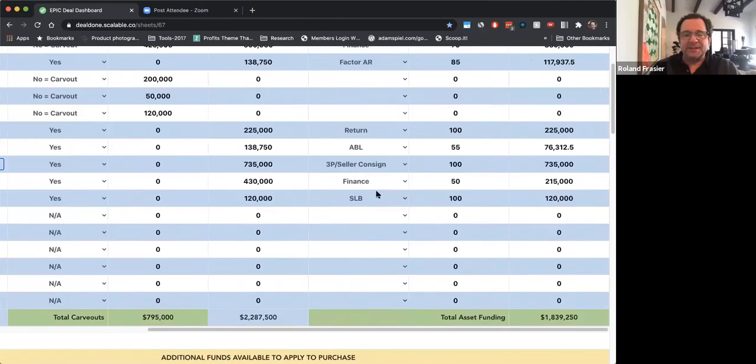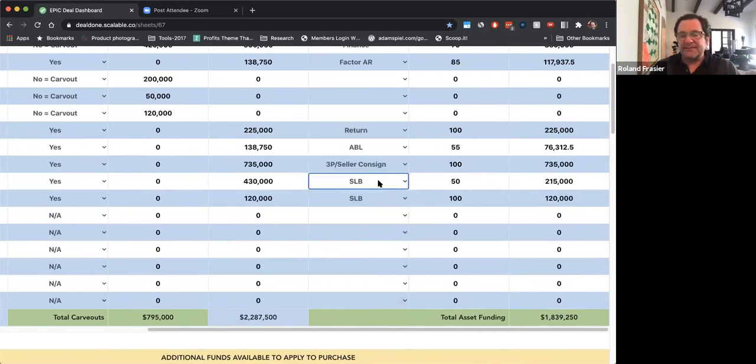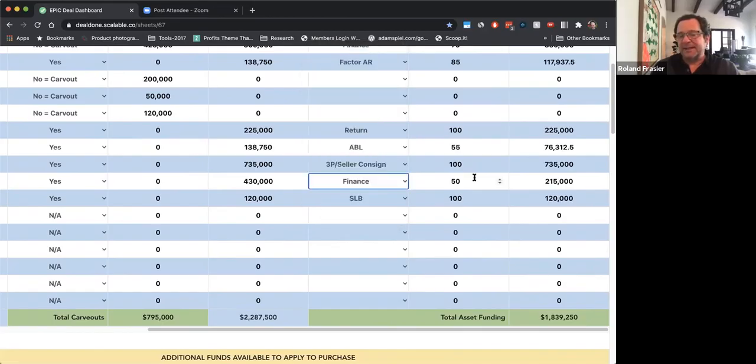Then I go over here to the FF&E. That I could finance, or I could do a sale leaseback. If I did a sale leaseback, then if I assume I can get 50% on that, that'd be 215,000. I think either with the sale leaseback or getting financing on it, that's probably where I'd be at, about 50%.